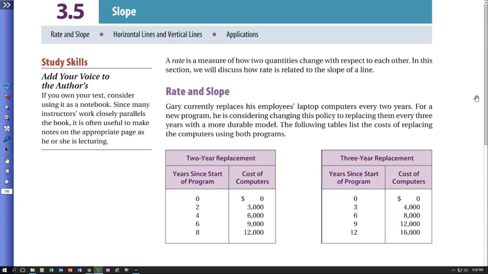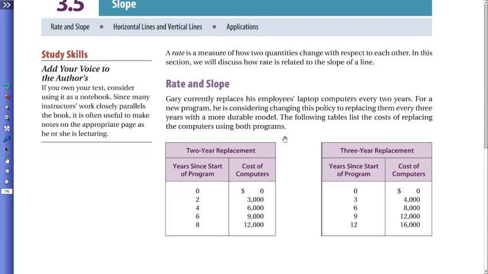First they start with this idea of rate and slope, and this data that they're giving us here is a comparison. It's a nice model to look at to make some decisions about when they should replace employee laptop computers. They currently replace them every 2 years. For the new program, they're considering changing the policy, replacing them every 3 years with a more durable model, which I would assume would be a more expensive model. Now the following tables list the costs of replacing computers using both programs.